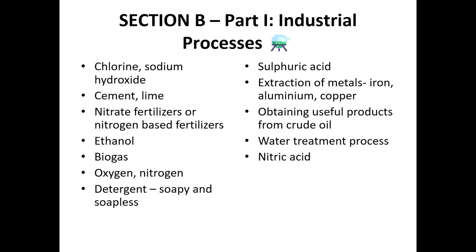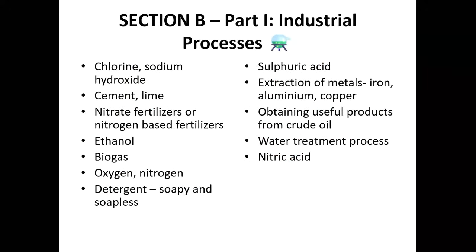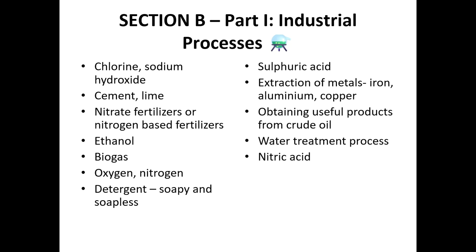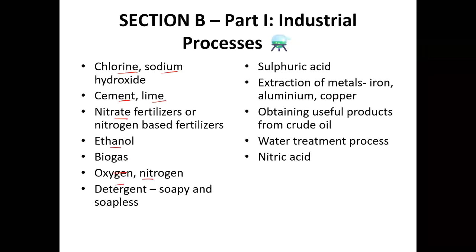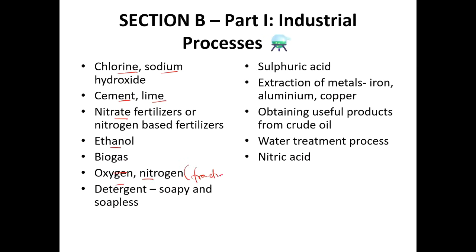Okay, section B. Now, section B part 1, I believe by now we all know that is about industrial processes. And we have different processes like manufacture of chlorine, sodium hydroxide, cement and lime, nitrate fertilizers, ethanol, biogas, oxygen, nitrogen. All these are done by fractional distillation. In senior 1 work, go back and check. Nitrogen and oxygen: the difference is the boiling point at which they come out.